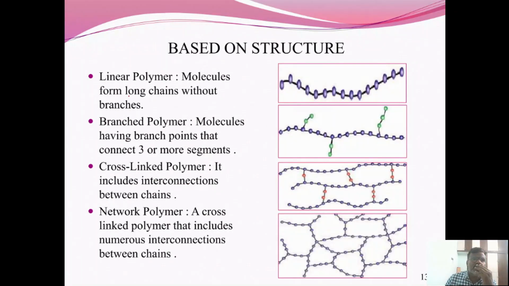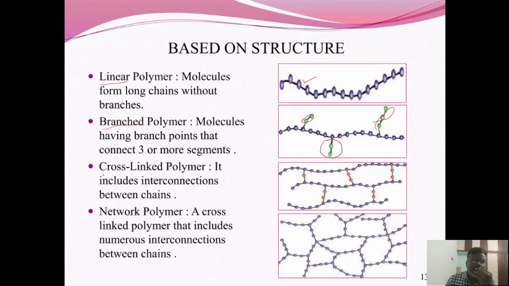Based on the structure, linear polymers, the best example is polythene given here. It's the main chain, the main backbone. Branched polymers, where you see substitutions as a branch. You can see the branches here. The best examples are PVC, polyvinyl alcohol, polystyrene, etc.